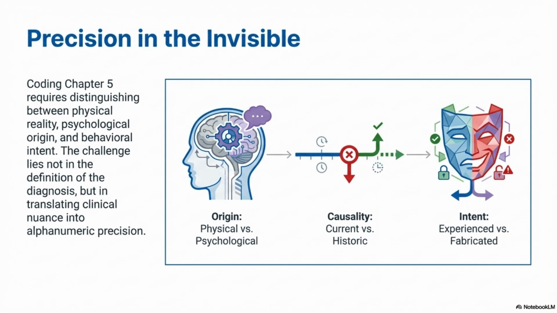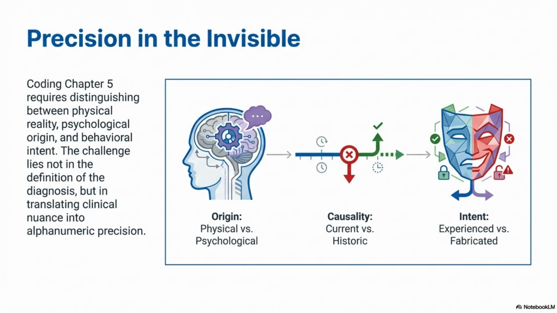Alright, before we jump into the cases, let's talk about what really drives Chapter 5 coding. Unlike physical conditions where we can rely on imaging or lab results, mental and behavioral disorders require us to look behind the diagnosis. We're always asking three big questions.